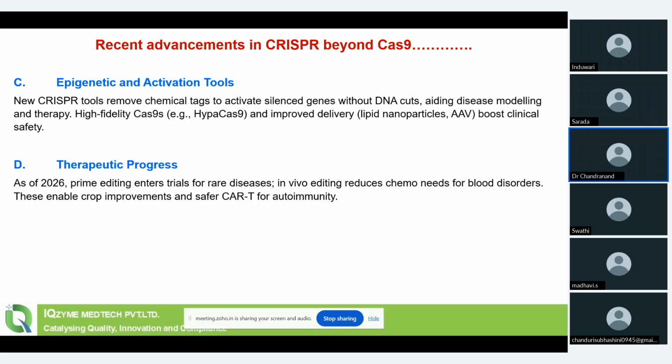Therapeutic progress is happening. As far as therapeutic progress is concerned, prime editing enters trials for rare diseases. In vivo editing reduces chemo needs for blood disorders. These also enable crop improvements and safer CAR-T autoimmunity in terms of therapeutic progress.